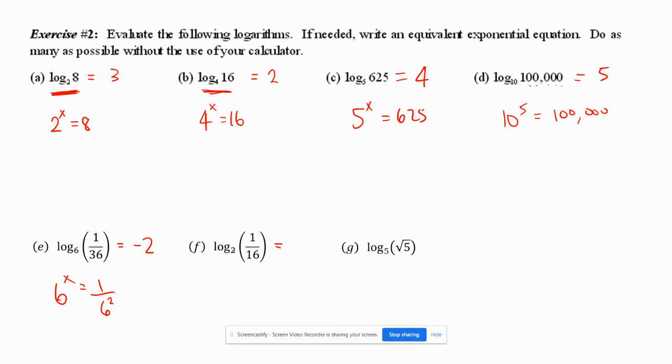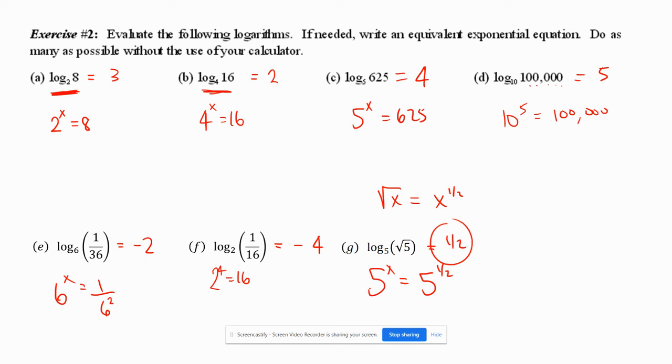This one, 2 to the 4th power is 16, but we want it to be flipped. So this one's going to be negative again. And then this one, we have to remember this property. Square root of x is the same thing as x to the 1/2. So 5 to the what power is 5 to the 1/2. It's got to be 1/2.